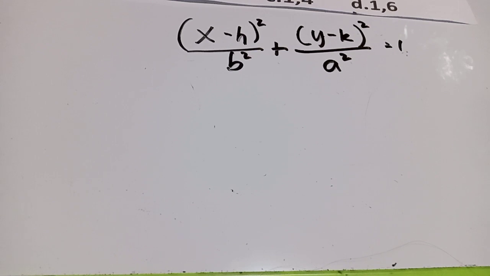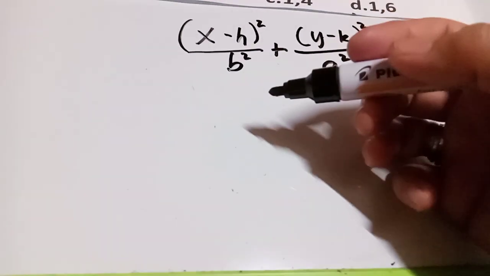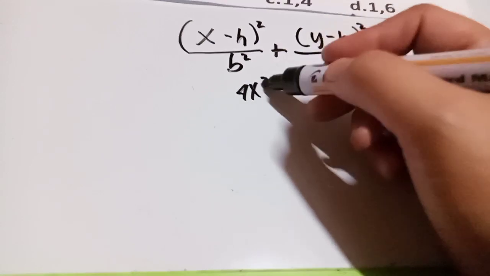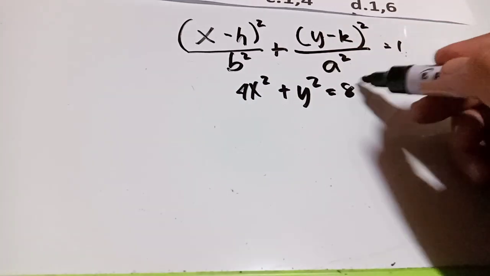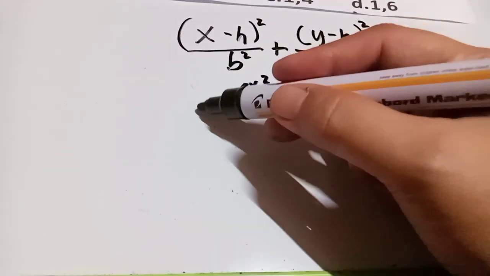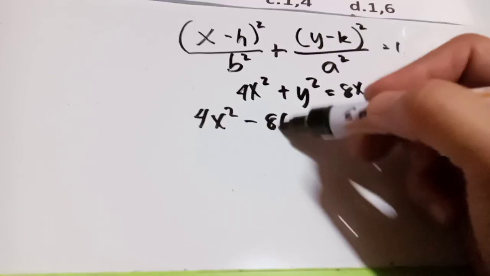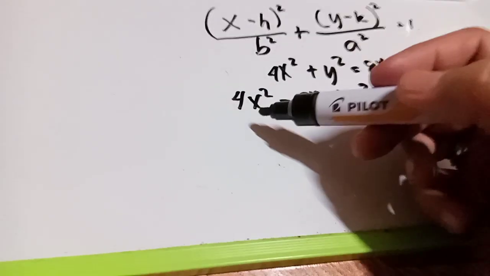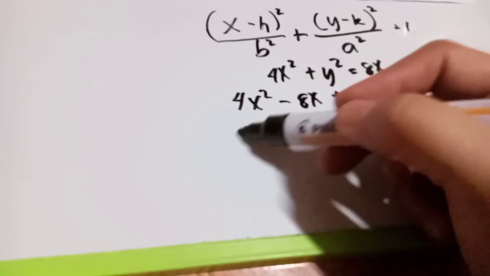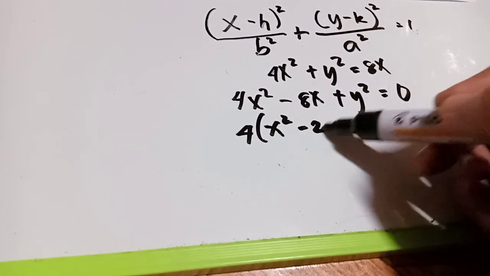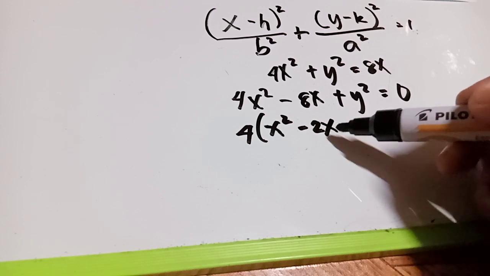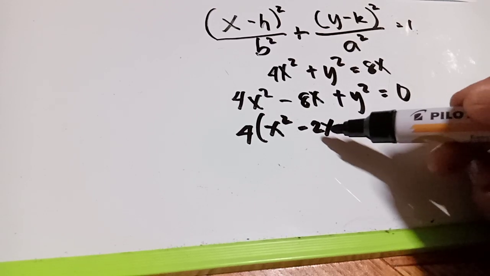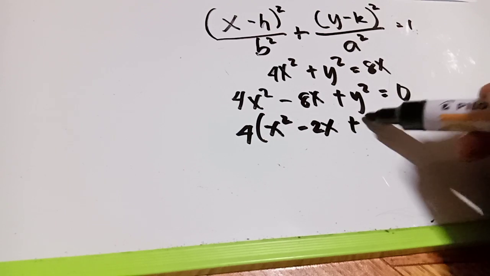So, let's try to analyze the problem. Compute or find the center. So, we have given 4x squared plus y squared is equal to 8x. So, all you have to do is to compress: 4x squared minus 8x plus y squared is equal to 0. And then, after that, we will factor this one. So, 4x squared minus 2x. And we know that there is a half or completing the square. Take note, what is the half of 2x? So, half of 2x is plus 1.